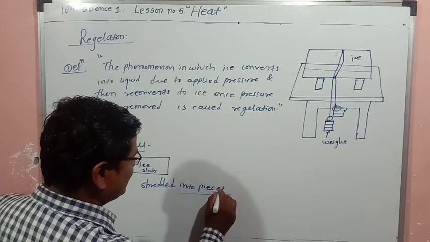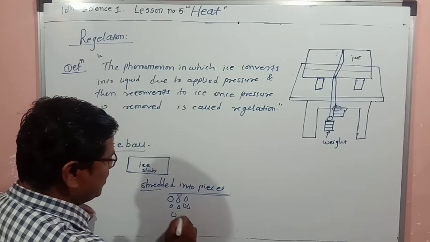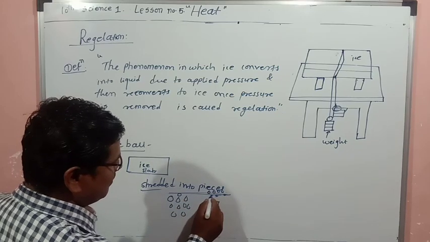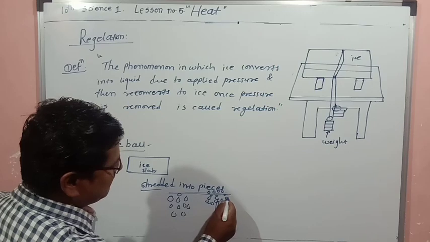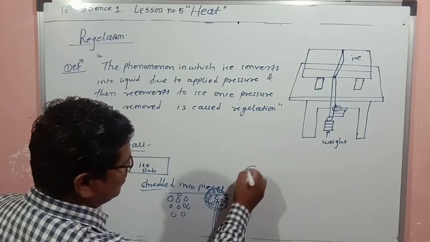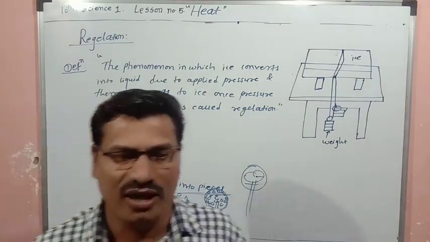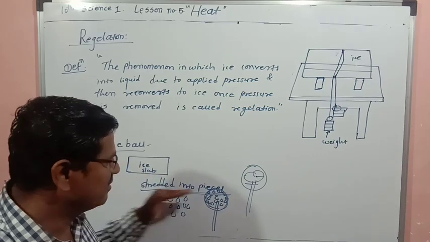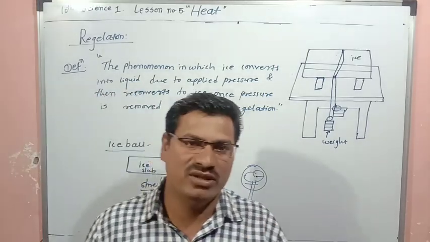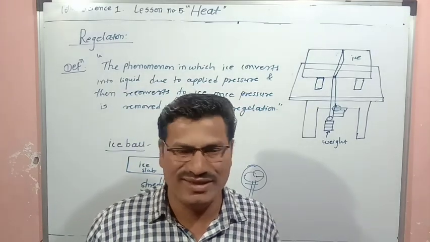It is shredded into small pieces, and after that you take one stick, and to that stick these shredded pieces of ice are pressed. After pressing you get the ice ball, and colors are mixed in. So first you take an ice slab, shred it, get pieces, and these pieces are pressed to make the ice ball that you eat. How it occurs, we have to study today, and it comes under regelation.